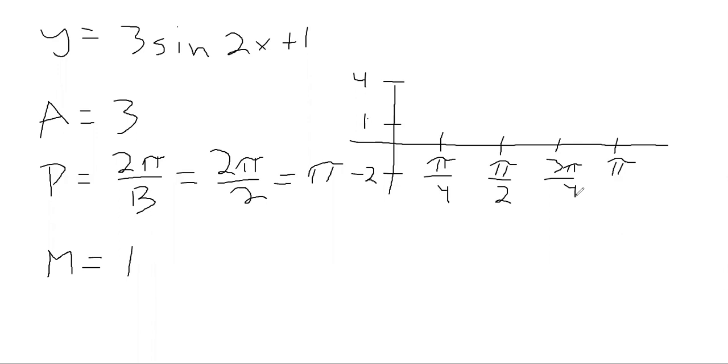Now, I know that a sine wave starts at its midline. So I'm going to change colors here. Let's go with this red color. So I'm going to start with a point right here at the midline. And then by the time I get to pi fourths, I should be at my maximum value, which is going to be up top here.